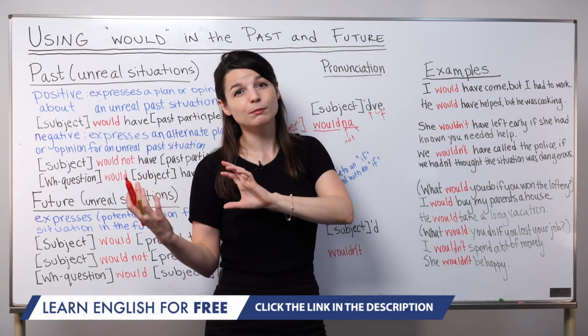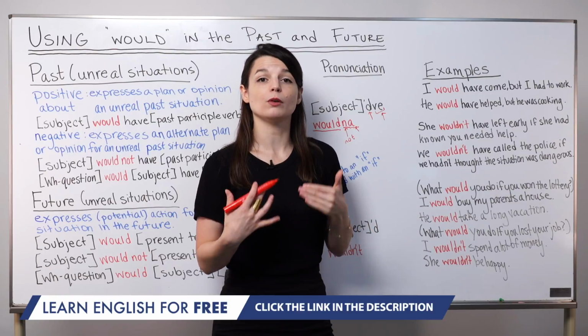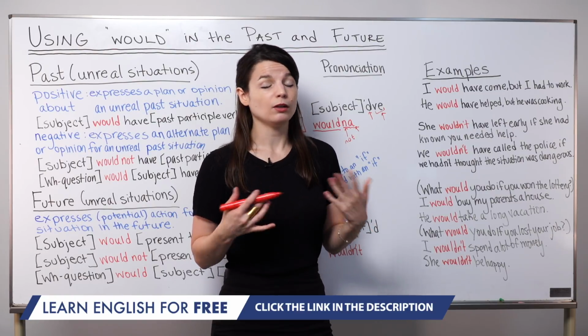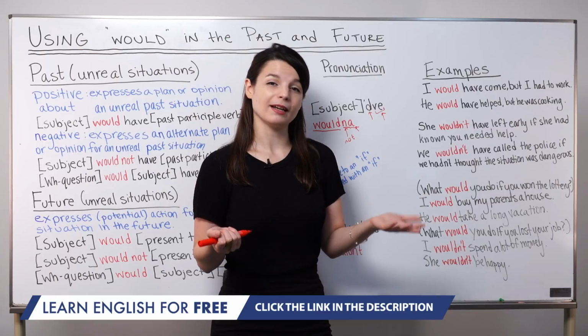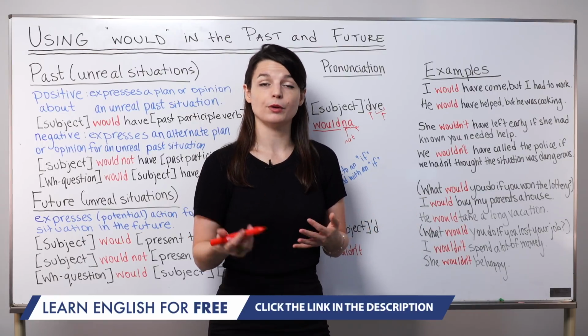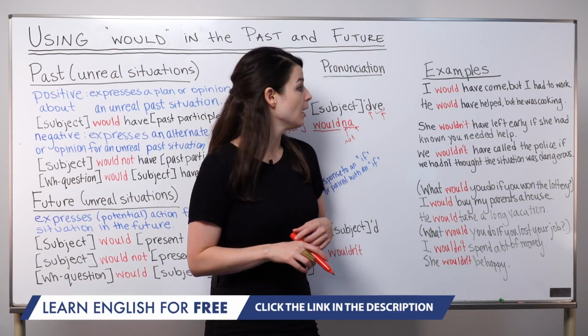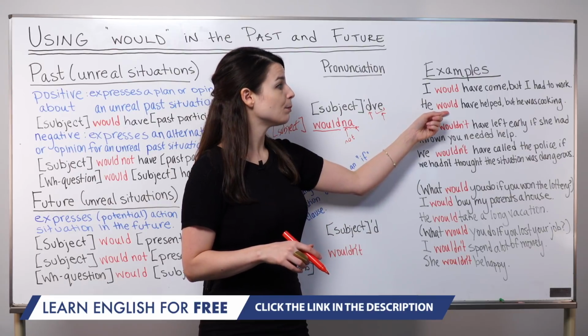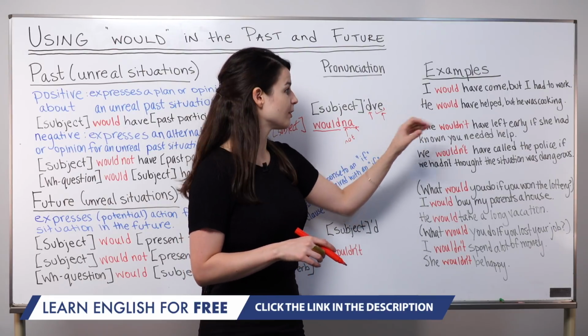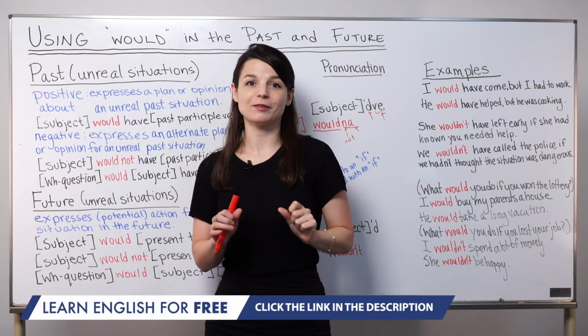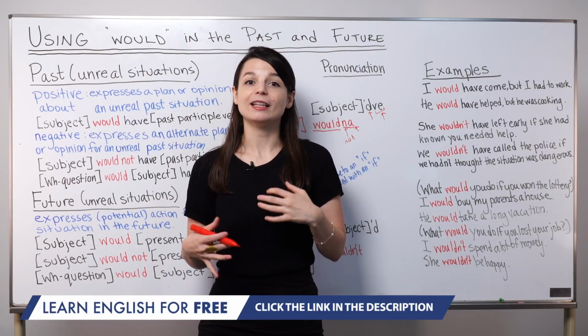I would have come, but I had to work. So we use would to express that. You could say, I wanted to come, but I had to work. That would communicate pretty much the same idea. In this sentence, he would have helped, but he was cooking. So for example, maybe he would have helped cleaning, maybe cleaning a house, but he was cooking.